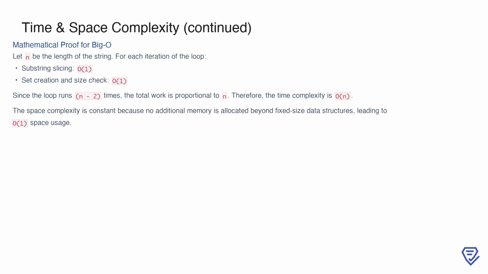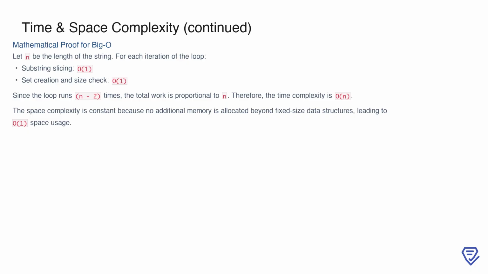In each iteration of the loop, we perform substring slicing, which is an O(1) operation due to Python's optimized implementation. Similarly, creating a set from the substring and checking its size are both constant time operations, O(1). Since the loop runs n-2 times, where n is the length of the string, the total work done is proportional to n, resulting in a time complexity of O(n).